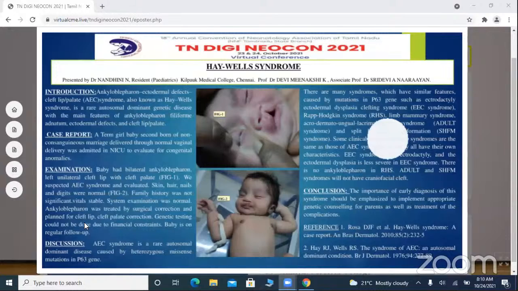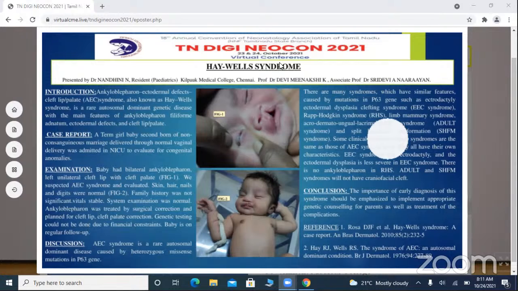So my e-poster title is Havel syndrome, sir. Havel syndrome, also known as ankyloblepharon ectodermal defects cleft lip cleft palate syndrome, is a rare autosomal dominant genetic disease with the main features of ankyloblepharon filiform adnatum, ectodermal defects, and cleft lip and palate. We had a term girl baby, second born of a non-consanguineous marriage, delivered through normal vaginal delivery, admitted in neonatal ICU to evaluate for congenital anomalies. The baby had bilateral ankyloblepharon and left unilateral cleft lip with cleft palate, as shown in figure 1. So we suspected ankyloblepharon ectodermal defects cleft lip cleft palate AEC syndrome and evaluated.